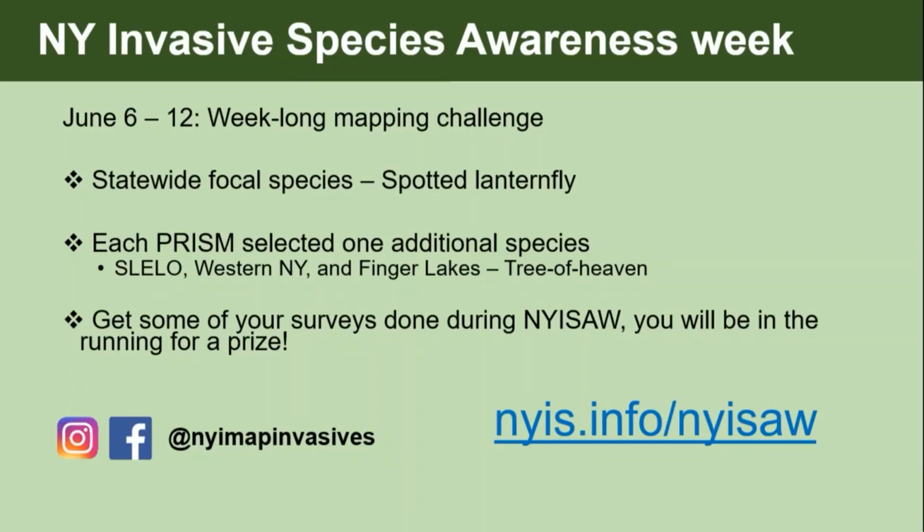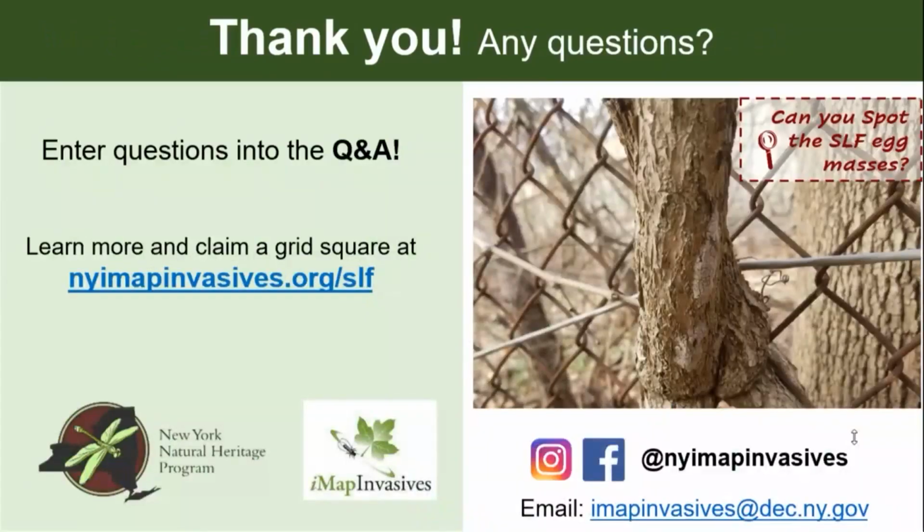So if you're from the central and western and northwestern side of the state, your species will be tree of heaven. So for any volunteers in this grid square project, if you get some of your surveys done during NYSAW, you'll be in the running for a prize from DEC. So I encourage you all to stay tuned for more information on that. You can follow us on social media or look at the NYSAW webpage, where more information about this challenge will be added.